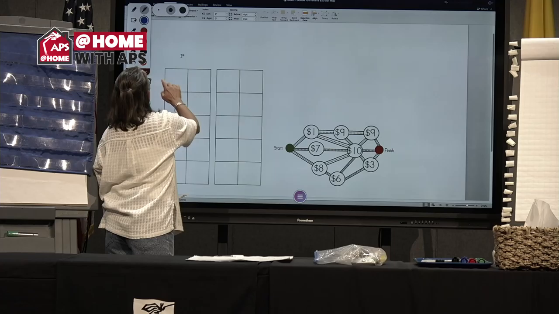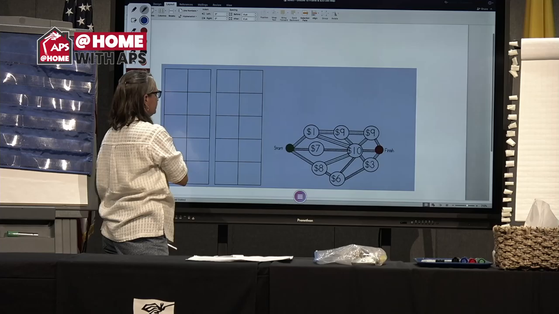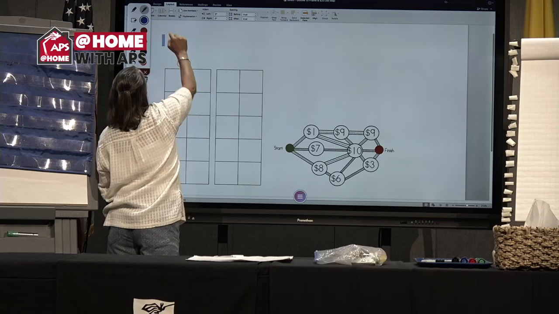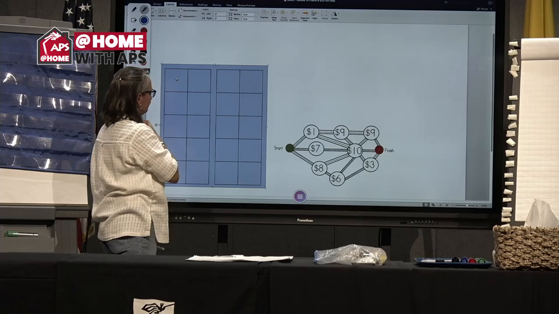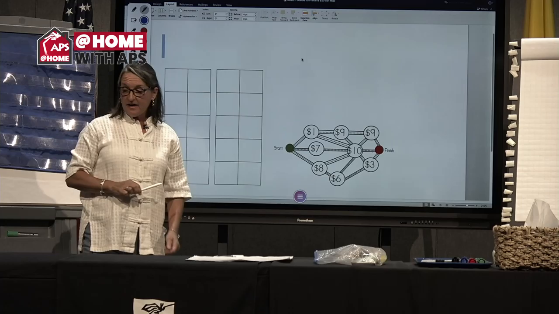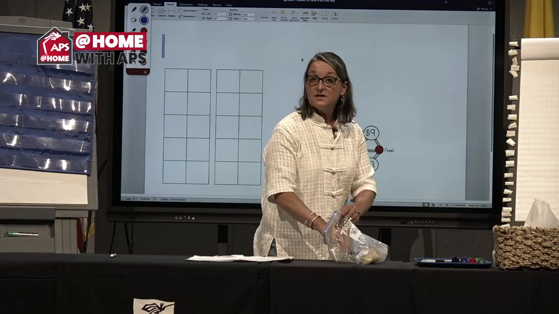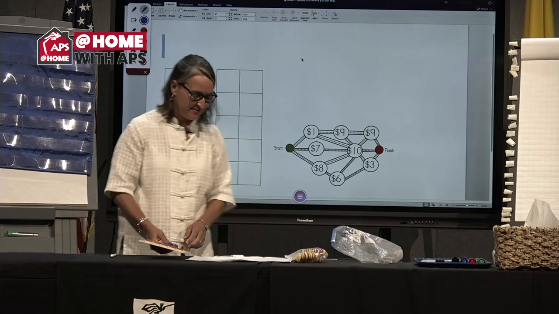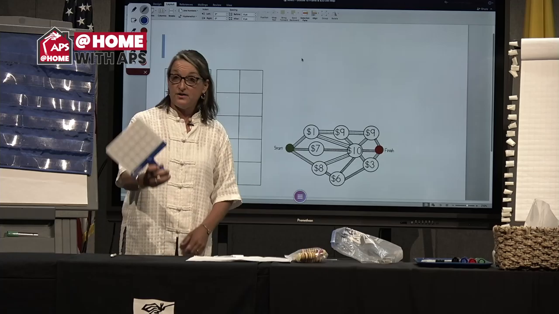Let's see. Nope. We may instead then have to use Mrs. Obenshain's double 10 frame wand. We always have a backup plan. And we can keep track this way. So we'll keep using our dot map and we'll use frames here.